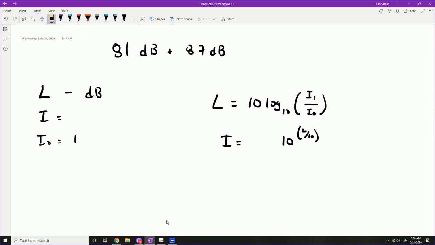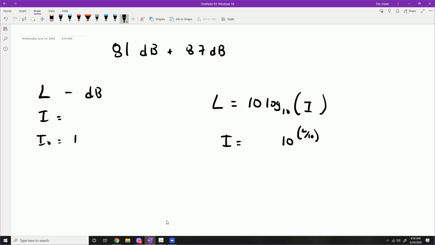So the intensity will just be 10 to the decibels divided by 10, so that's pretty easy. And then this is divided by 1 here, so I can get rid of that. So that's just going to be the intensity, which is what I'm trying to figure out.